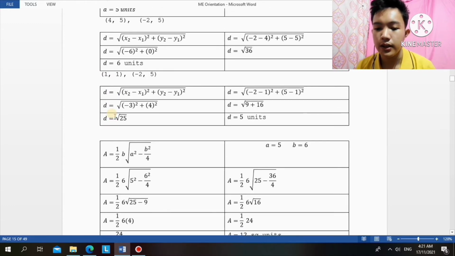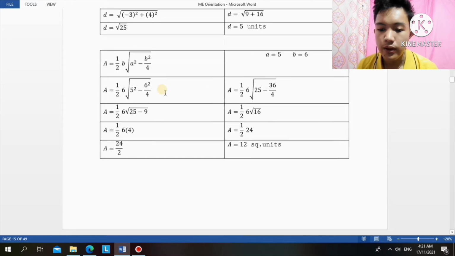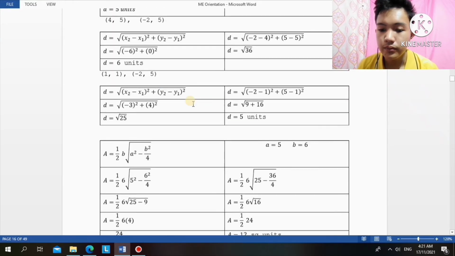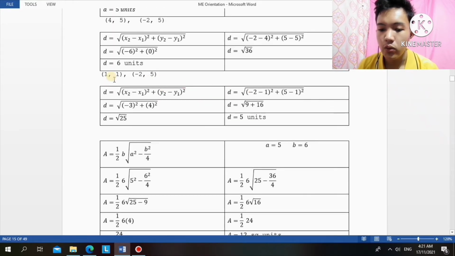Then last, the distance from 1, 1 and negative 2, 5. So 1, 1 and negative 2, 5. So let's solve the distance. Our x sub 1 will be 1, y sub 1 is equal to 1, x sub 2 is equal to negative 2, and y sub 2 is equal to 5. Our distance will be equal to the square root of negative 2 minus 1 raised to 2 plus 5 minus 1 raised to 2.